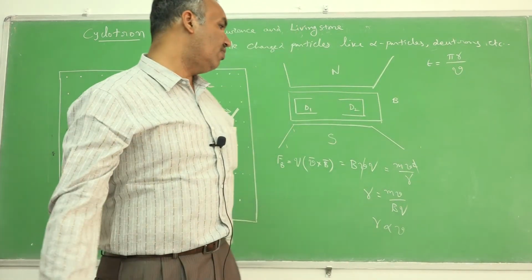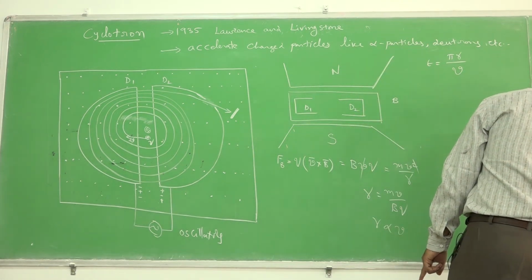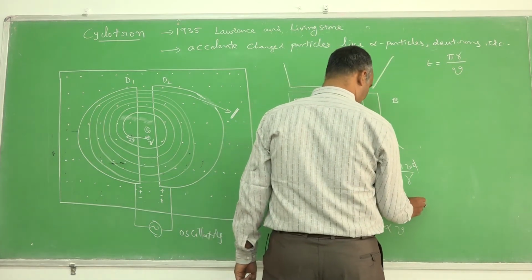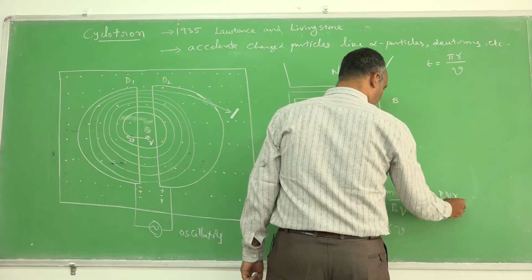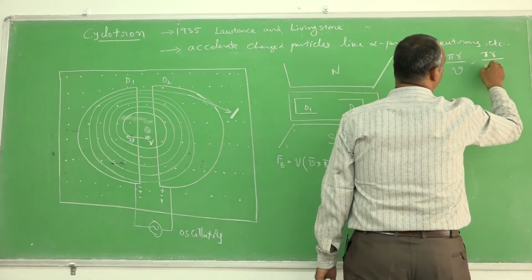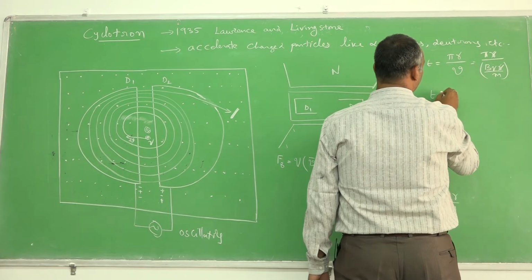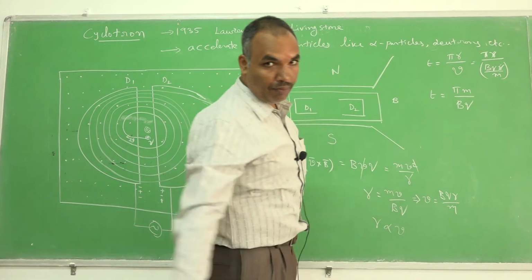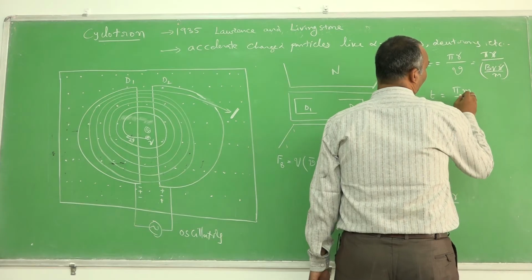What is the velocity of the particle? From here, the velocity of the particle is given by bqr by m. Substitute it here: pi r by bqr by m. r gets cancelled. So pi m by bq. So time can be calculated by using this formula.